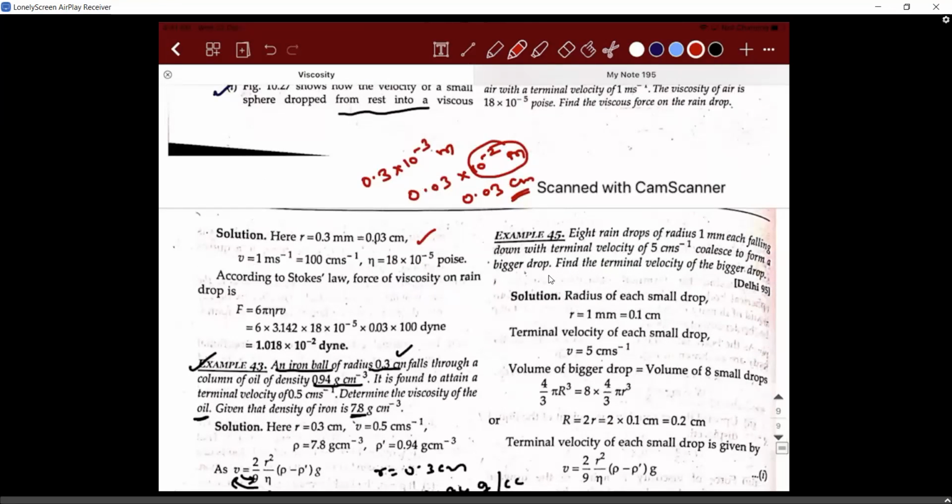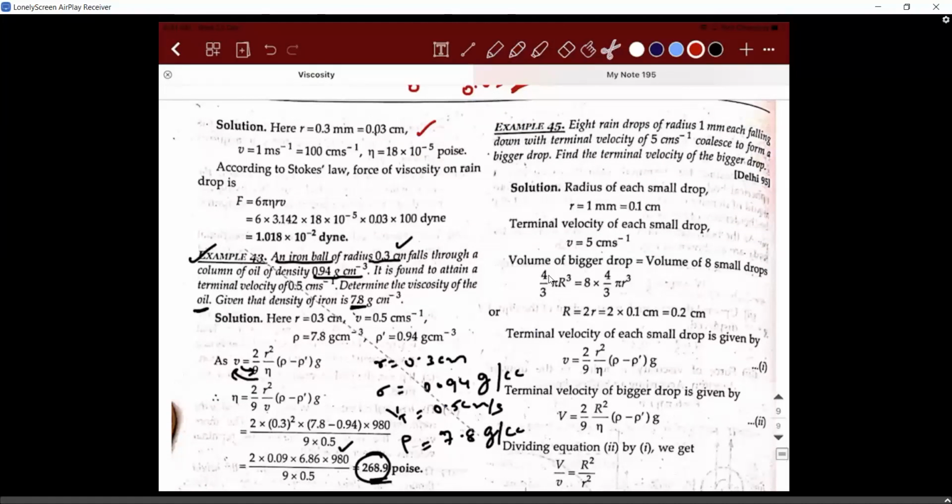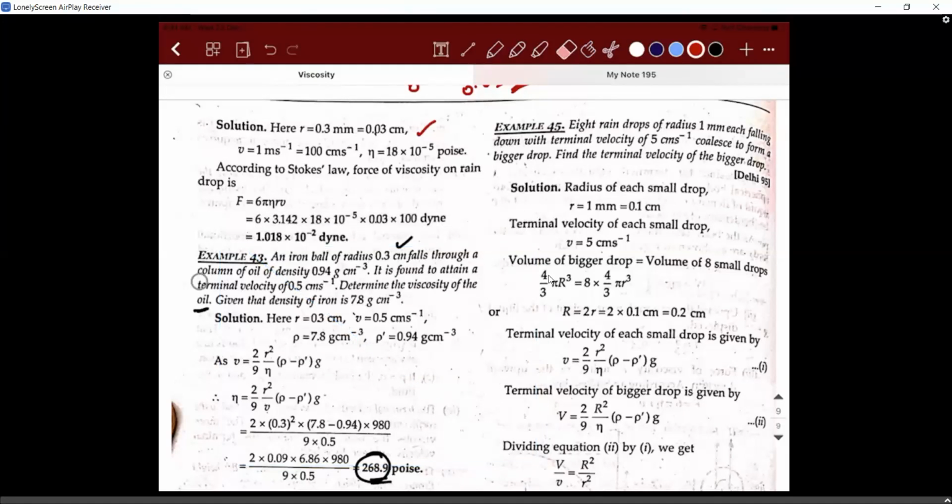Okay, calculation part is not right. You understood the concept, right? So we'll go to the next problem. So look at the next problem.